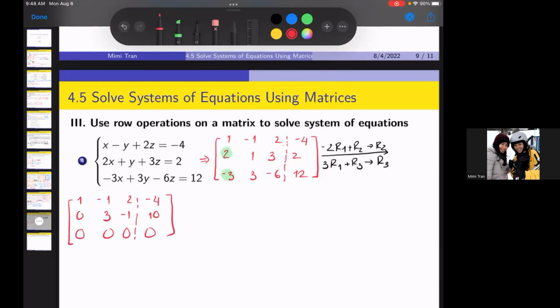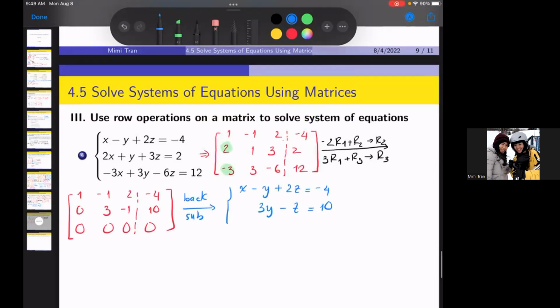Infinitely many solutions, right? Because this means, let me rewrite this in back substitution. This means 1x minus 1y plus 2z equals negative 4. And then I have 3y minus 1z, because I don't write the 1, equals 10. And I have 0 equals 0 here. So that means it's true, right? This is true. So what does that mean?